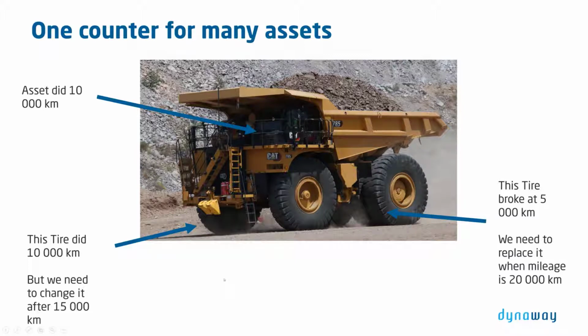So that's when we have one concept of the counter. It's still the same counter, but you can see that on each asset it can work differently, right? This one is already used for 10,000 kilometers, but this one is brand new, and if we say it's still 10,000 kilometers, it means that we were using it for just 5,000 kilometers instead of 10,000. That's why one counter, in fact, can mean something different on each asset.